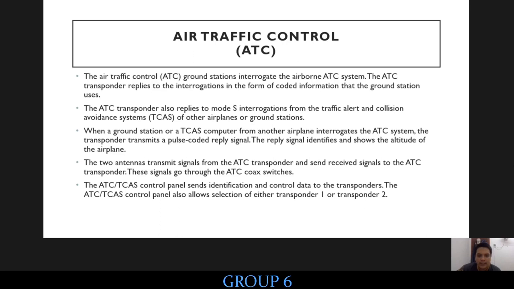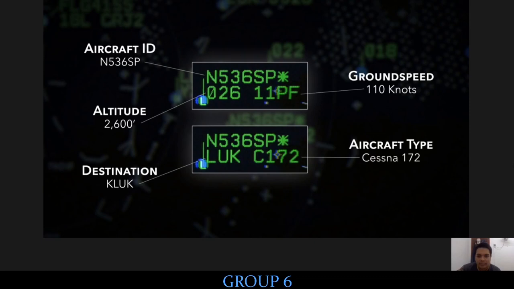This is an example of ATC inside the cockpit. We get the aircraft ID, altitude, destination, ground speed and aircraft type.